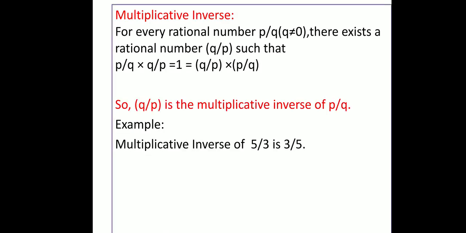Now, coming to multiplicative inverse. What do you mean by multiplicative inverse? For every rational number p by q, q should not be equal to 0, there exists a rational number q by p such that if I multiply those two rational numbers, the answer comes out to be 1. And to get the answer 1, definitely I need to take the reciprocal of the given rational number. Then only I will be able to get the answer 1. So, we can say q by p is the multiplicative inverse of p over q. Let us understand this with the help of an example. The multiplicative inverse of 5 by 3 is 3 over 5.